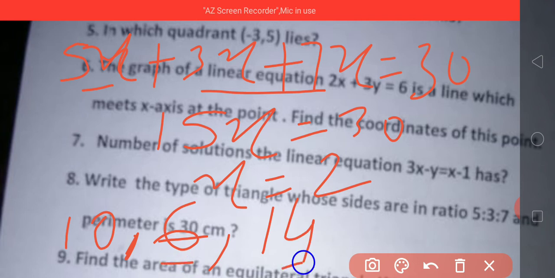So all the sides are different, all the sides are of different measurements. So you can say that this is a scalene triangle, and by the ratio also you can write it is a scalene triangle.